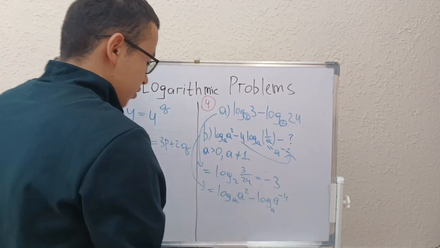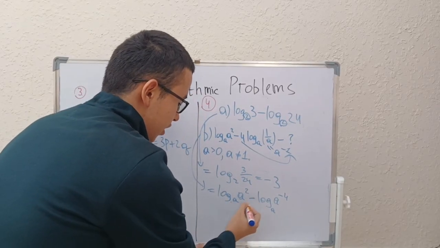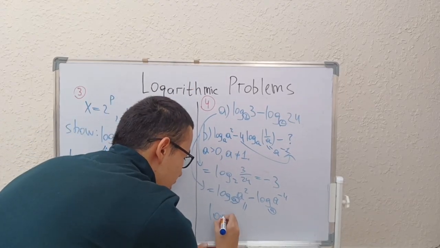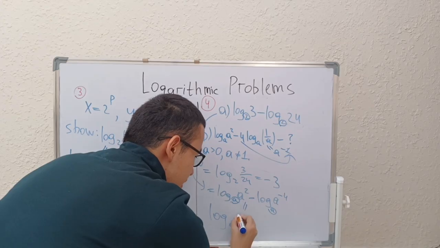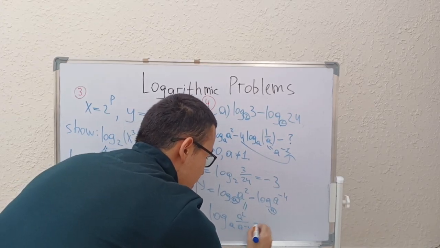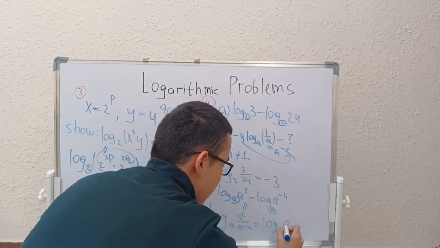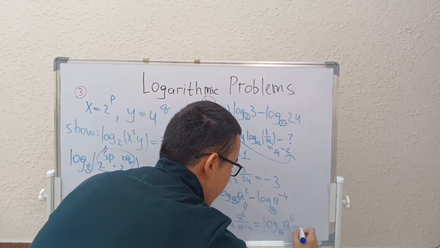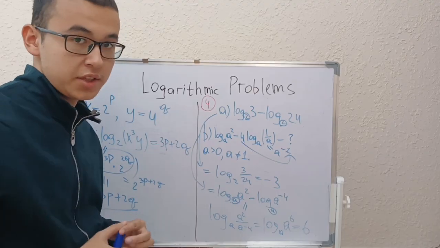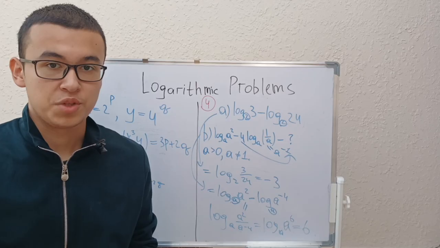And because you have that minus and the same base, this would be equal to log base a of a squared divided by a to the power of minus 4. That would be logarithm base a of a to the power of 6, and that would be equal to 6. It's obvious.